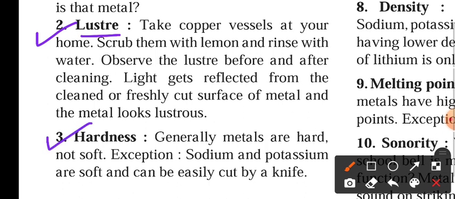The next property is hardness. Metals are generally hard materials, but again there are exceptional cases, like sodium and potassium. They are very soft, and we can cut them with a knife. They are just like soft erasers. In the same way, these soft metals like sodium and potassium can be cut easily with the help of a knife which we use at home.